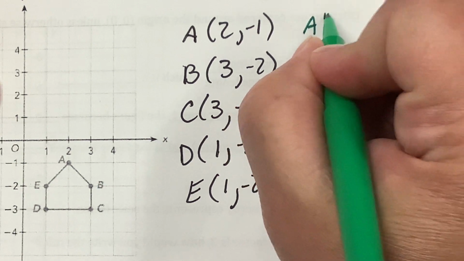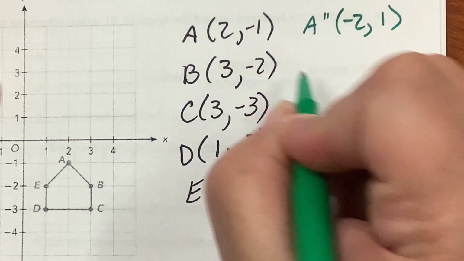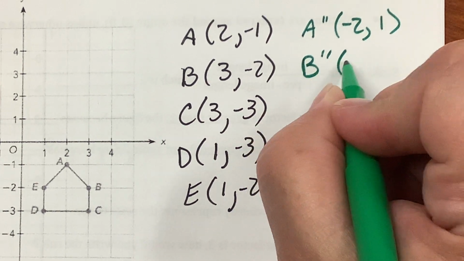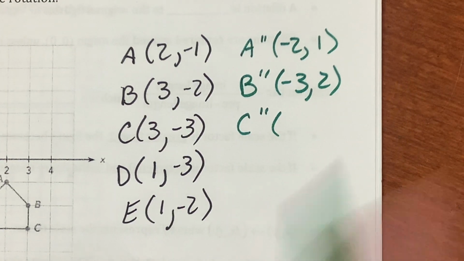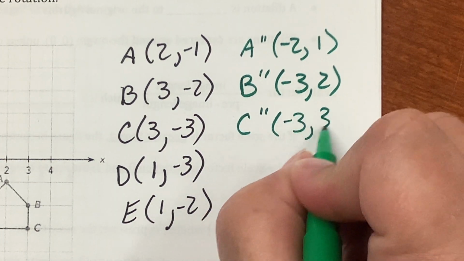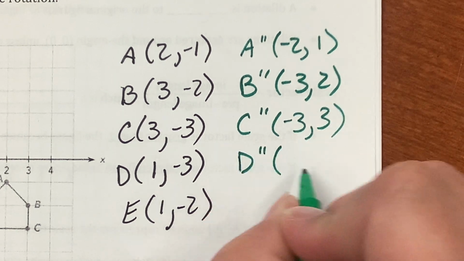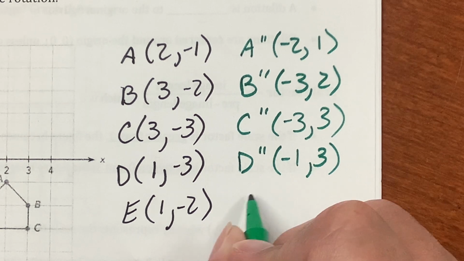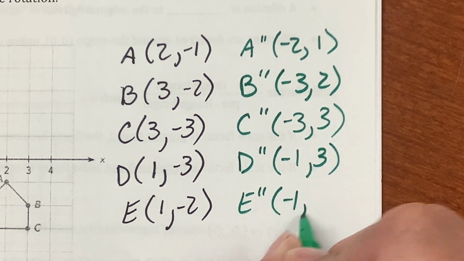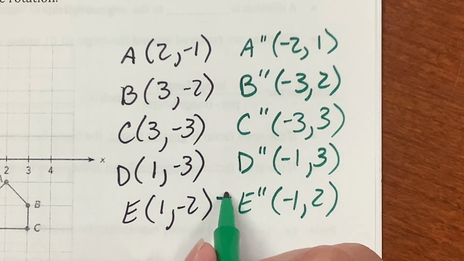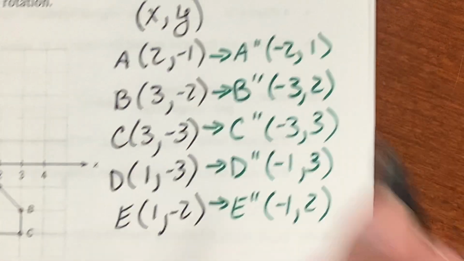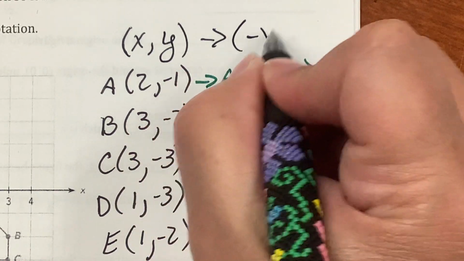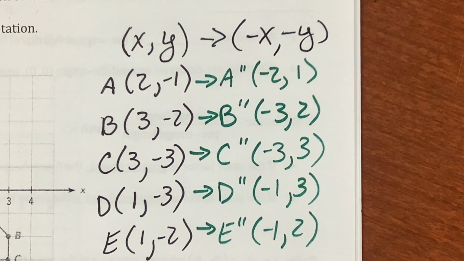So A double prime is going to be (-2, 1). B double prime is going to be (-3, 2). C double prime is going to be (-3, 3). D double prime is going to be (-1, 3). And E double prime, (-1, 2). So you're just changing every single sign. That's 180 degrees. So (x, y) becomes (-x, -y). That's a 180 degree rotation.